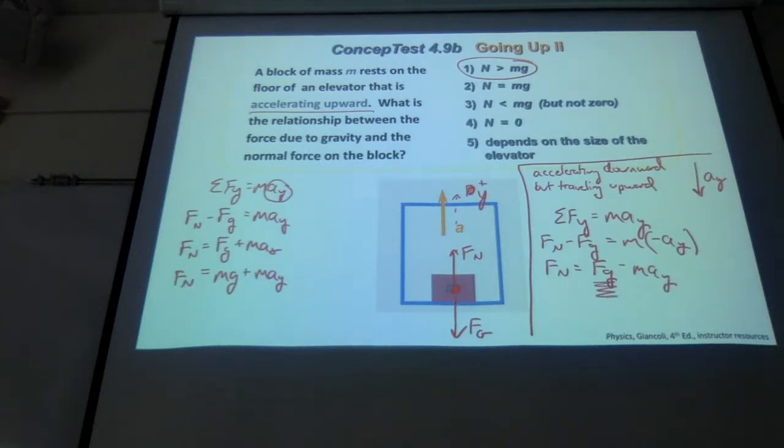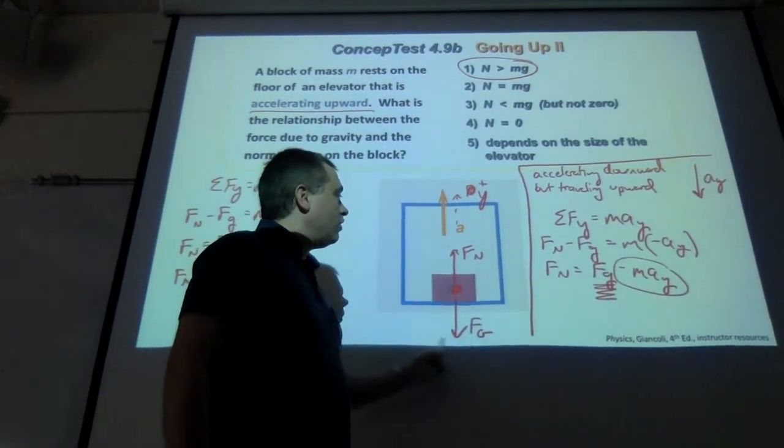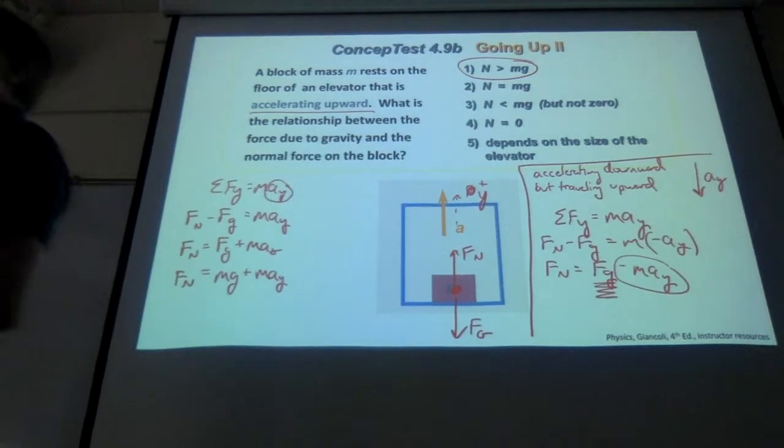So now it's your weight minus a little bit. The normal force, or the scale or the support force, is less than your weight. And that's why you feel a little bit lighter. The direction of the acceleration is changing, and how it relates to which direction you're traveling is going to change the normal force. In all of these cases, though, the free body diagram looks exactly the same.